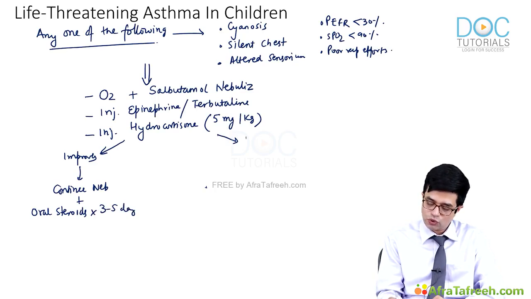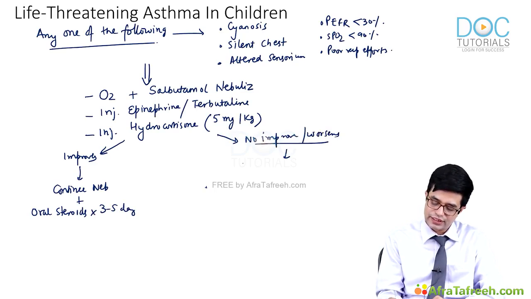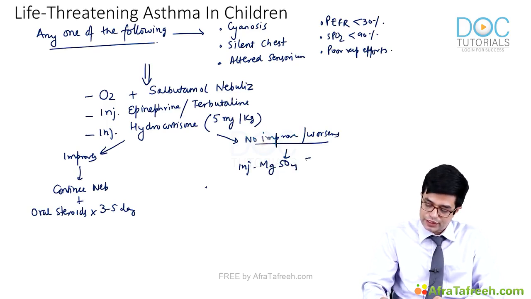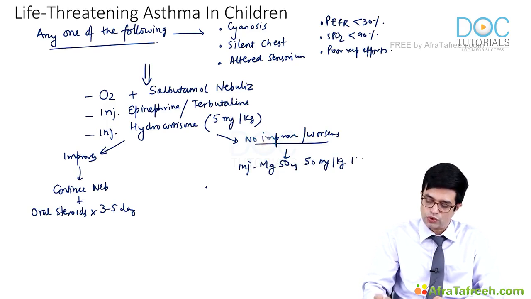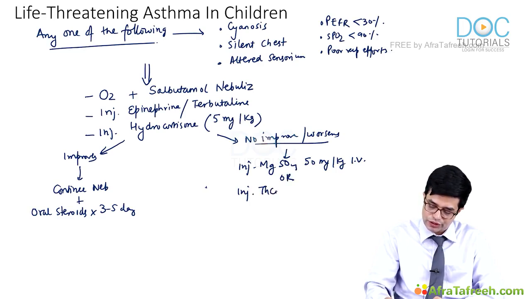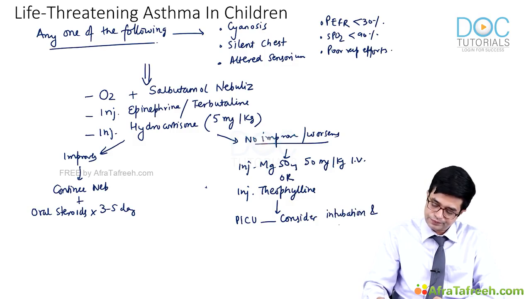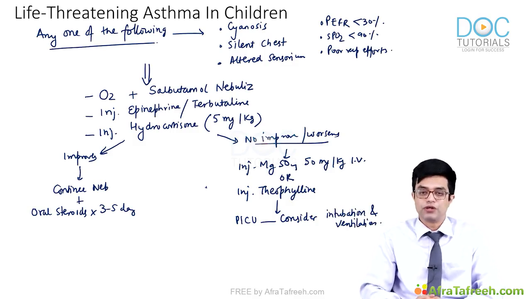In case there is no improvement or the patient worsens, you need to consider injection magnesium sulfate. Injection magnesium sulfate 50 mg per kg intravenously as a slow loading dose, or you can consider injection theophylline in the patient. And if that also fails, you shift the child to the pediatric intensive care unit and consider intubation and ventilation. So this is the management of life-threatening asthma in case of children.